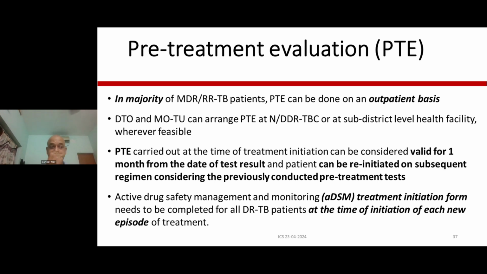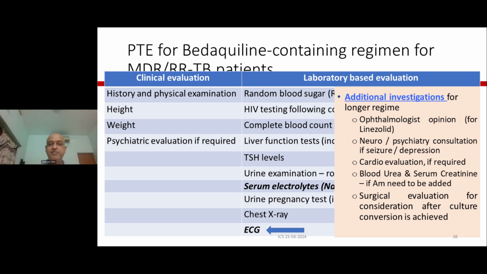The list of investigations is there. Because I'm running out of time, I'm not going to go into details of it. But the main point is that if you're using bedaquiline, you definitely need to do the serum electrolytes and ECG in all patients, something that you normally do not consider for your TB patients, which is a must-do test. You have liver function test, renal function test, TSH, and so many other tests which have to be done. If you're going for the longer regime, you may also need other evaluation like ophthalmic evaluation if you're giving linezolid, neuro evaluation, psychiatry evaluation, and cardiology evaluation with bedaquiline may be needed. So there's a list just there in the guideline document, and based on whatever drugs we are using, we do a pre-treatment evaluation.